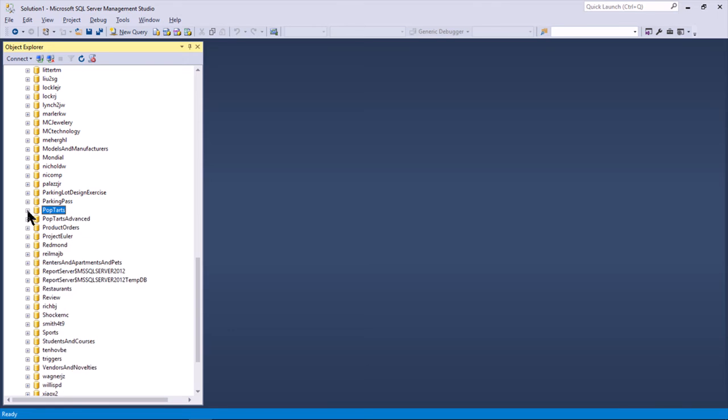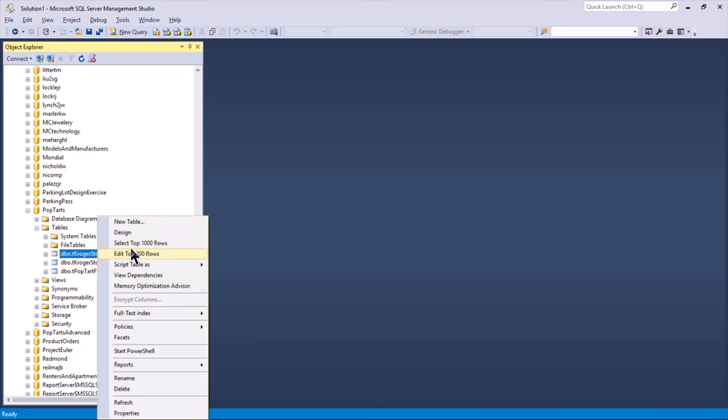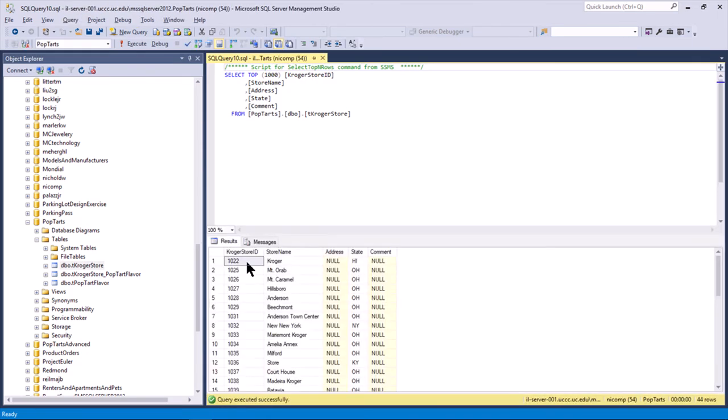Expand the database called Pop-Tarts. Expand the tables folder and you will see 3 tables. The Kroger store table contains 1 row per store in our database. We can look at that table, right click, select top 1,000 rows. There aren't 1,000 rows, don't worry. There are 44 rows.